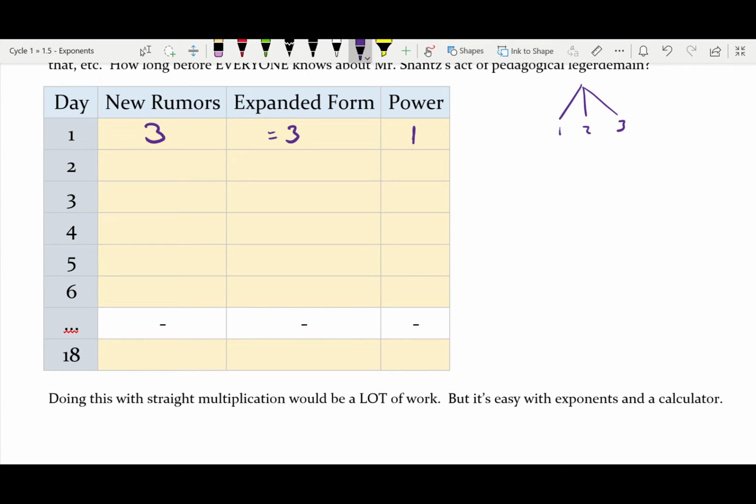Those are the 3 people. And after that, she'll make it wider. And after that, those 3 people that Chloe originally told, they each tell 3 people as well.